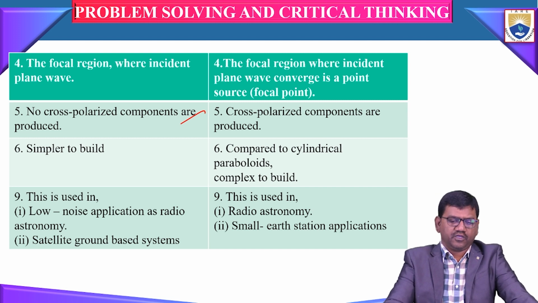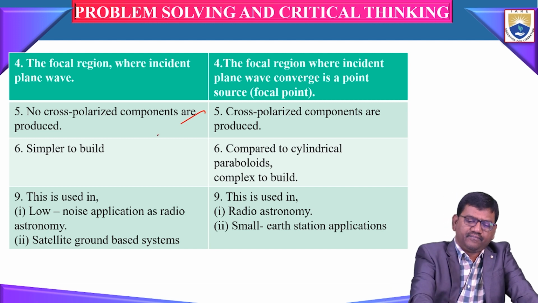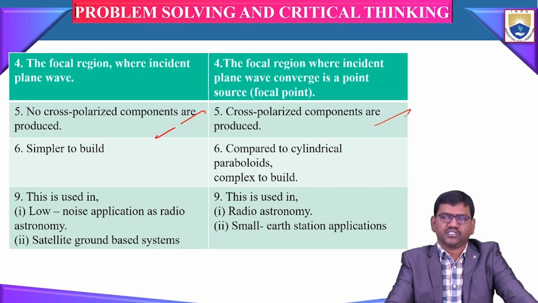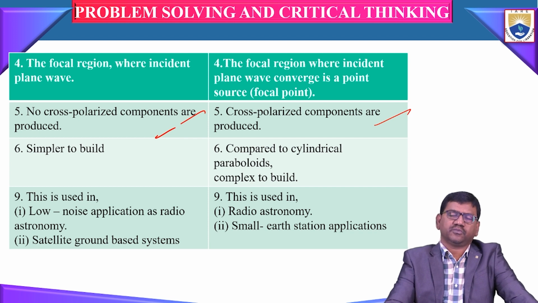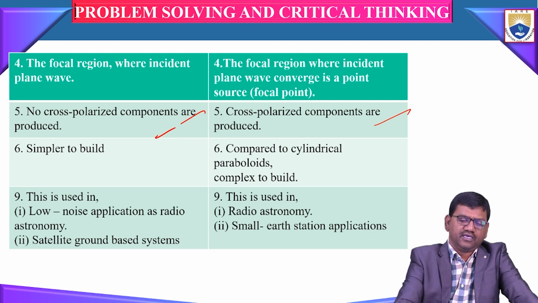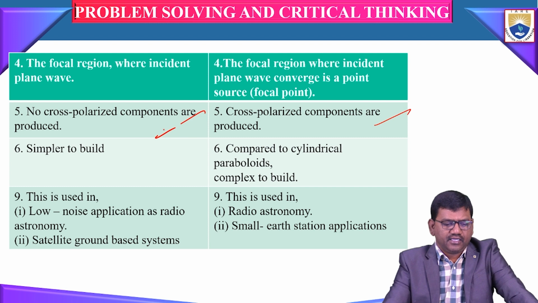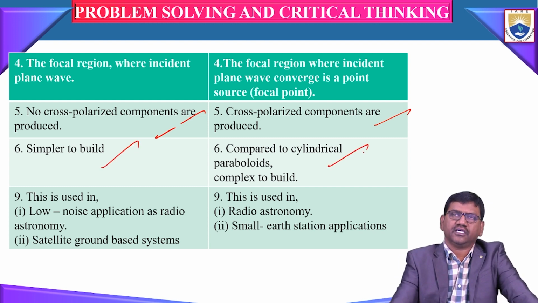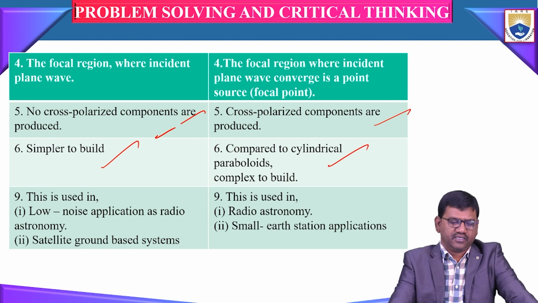So no cross-polarized components are produced in the cylindrical, and cross-polarized components are produced here. So cross-polarization is possible in case of spherical. Cross-polarization is not possible in the cylindrical. It is very easy to build the cylindrical. Compared to cylindrical paraboloids, the spherical paraboloids are complex to build.